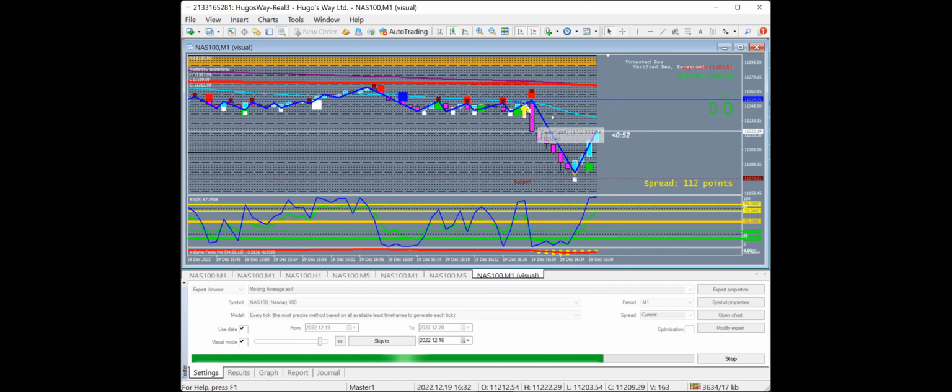Win number 1, number 2, number 3, number 4, number 5. Guys, look at this. Number 6 right there. 6 wins right out of the gate, and we're still going. Guys, it's only been the first 8 minutes into the opening market.